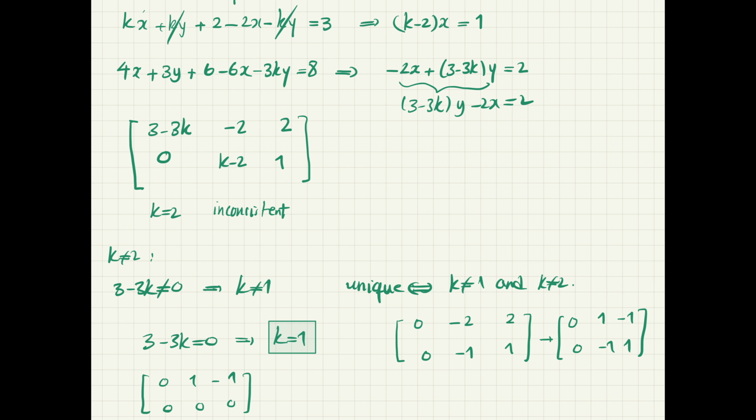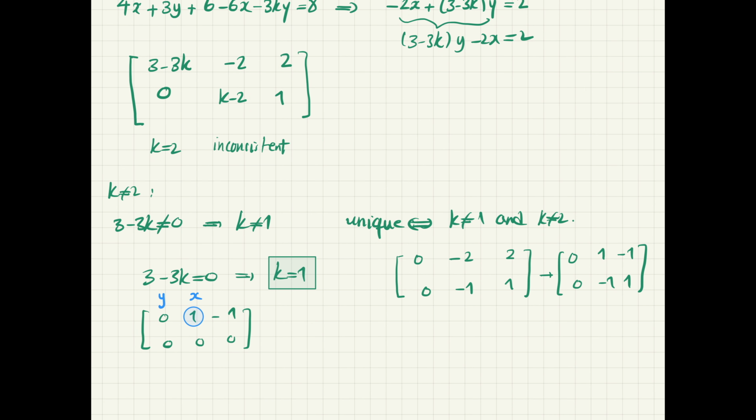But remember, this one is the y column, this one is the x column, and the pivot appears on the x column. So it means that y is not a pivot. So y is my free variable again. So what I can do is write y equal to t, and then I write this system. The last row of course is 0 equal to 0, but the first one is x equal to minus 1 again. You see, I'm getting the same answers over and over again, and then you can just back-substitute to find the solution.